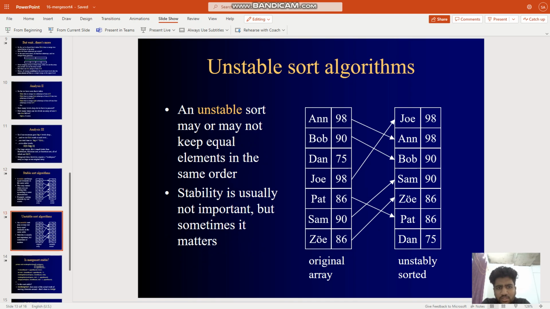Now, an unstable sort algorithm. An unstable sort algorithm may or may not keep equal elements in the same order. Stability is usually not important, but sometimes it matters. This is the example: student name and marks.